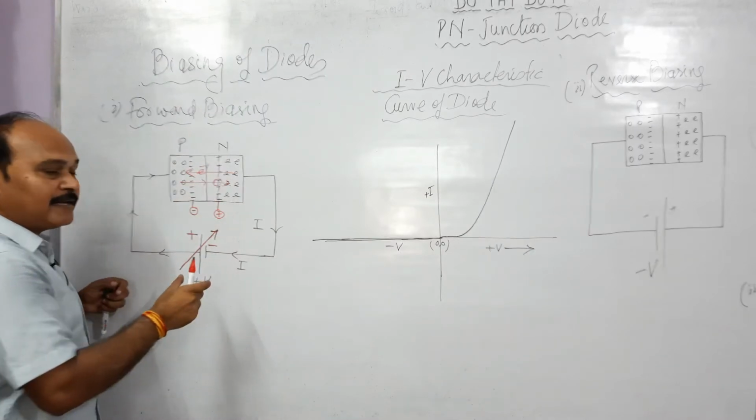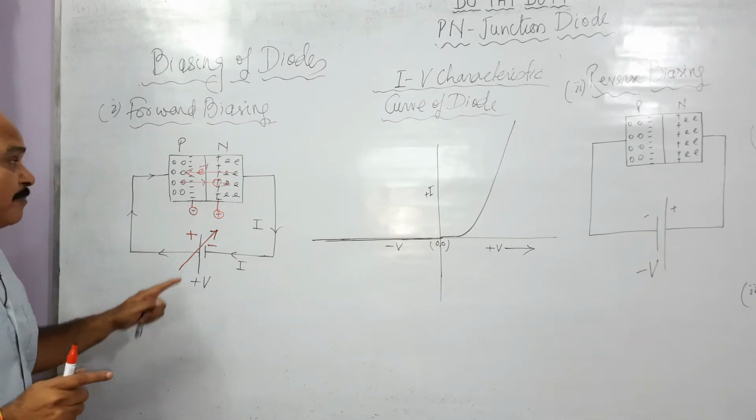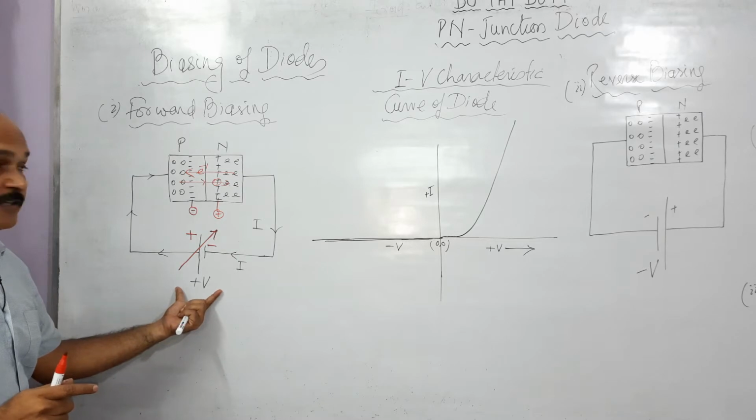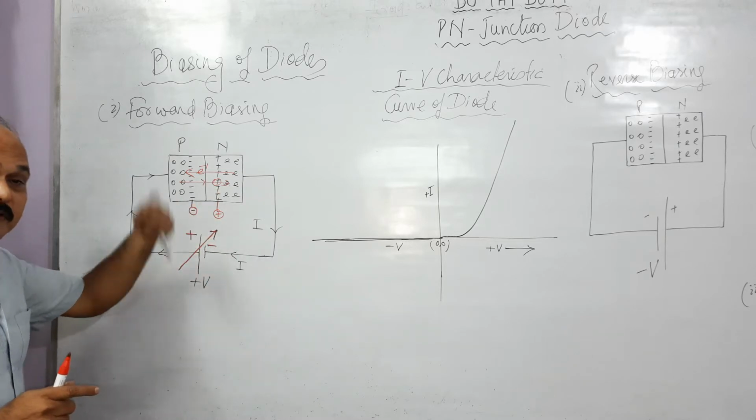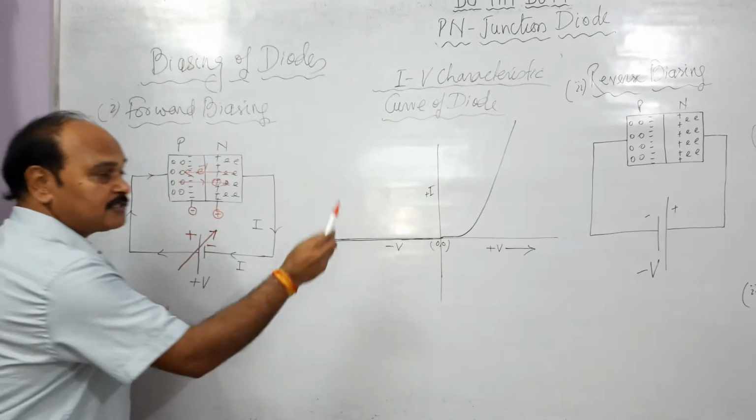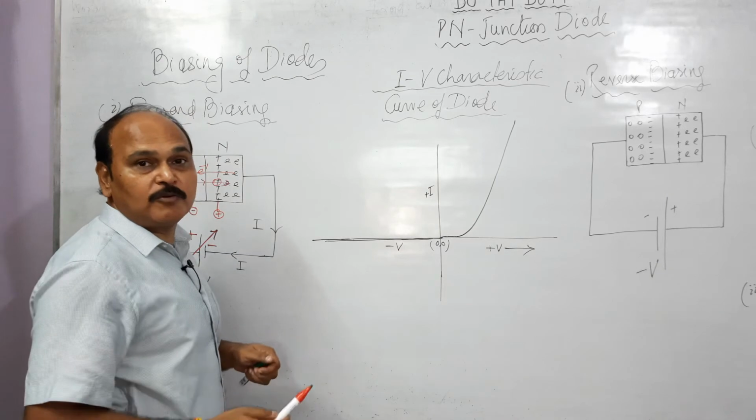So as long as this barrier exists, there is going to be zero current in the circuit. But the moment this barrier is overcome by the external battery, the barrier is nullified, and beyond that, if we increase the value of voltage, the current is going to increase. And that is what is shown here in the IV characteristic curve of the diode.